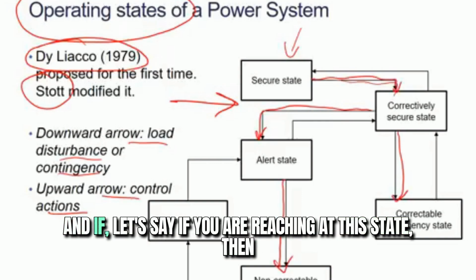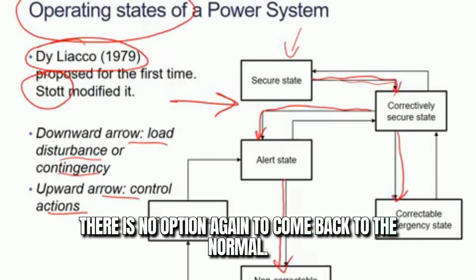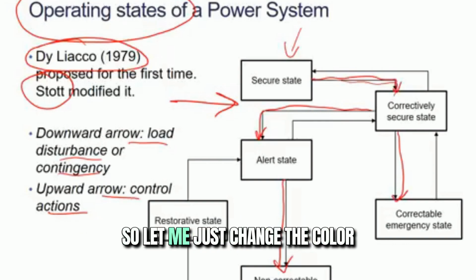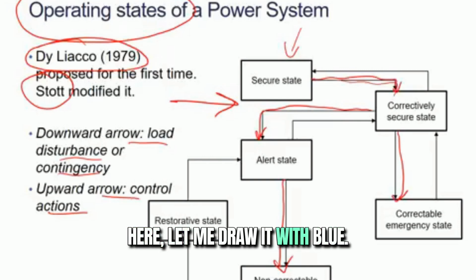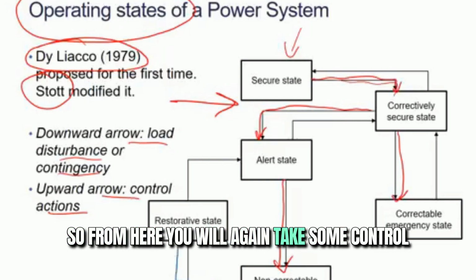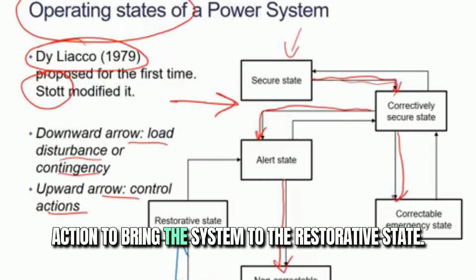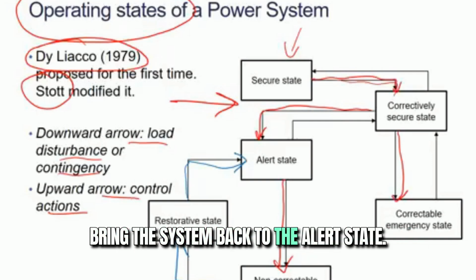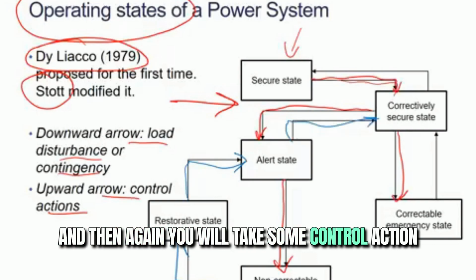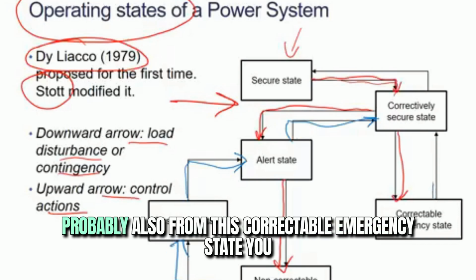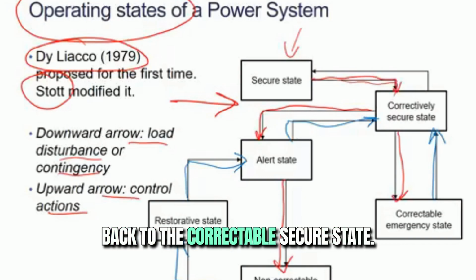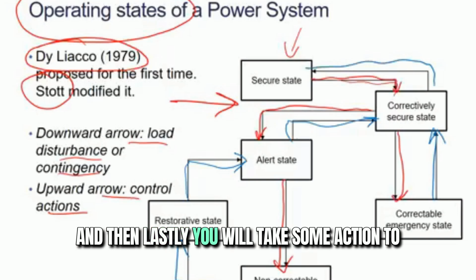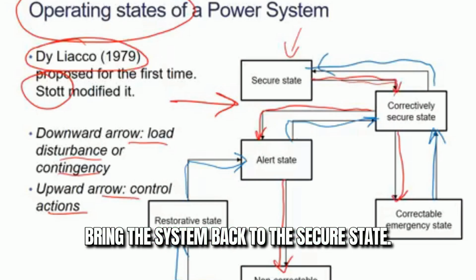If you reach this state, then there is no option to come back to normal. You have to take some restorative action. Let me change the color here and draw it in blue. From here you will take some control action to bring the system to the restorative state, and then you will take some control action to bring the system back to the alert state, and then again some control action to bring it back to the correctively secure state. Probably also from the correctable emergency state you can take some action to bring it back to the correctively secure state, and then lastly you will take some action to bring the system back to the secure state.